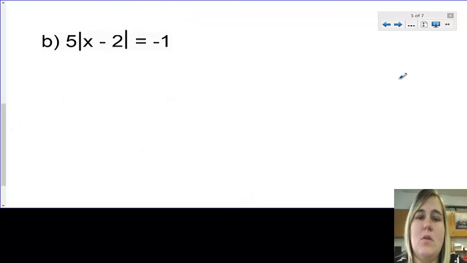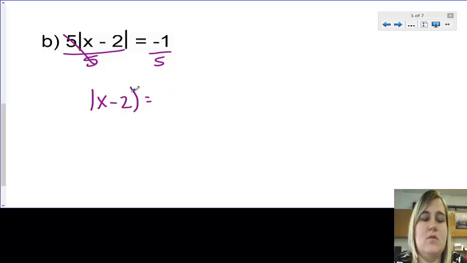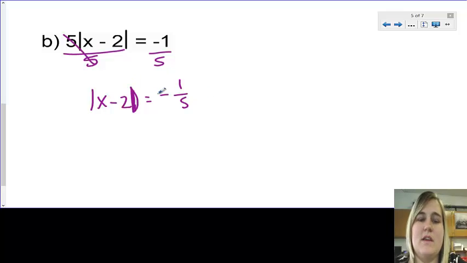Okay, on example B, we have a similar situation here. We want to get the absolute value bars by themselves, so I'm going to divide by 5 on both sides. So I get that the absolute value of x minus 2 is equal to -1/5. The absolute value is equal to a negative. Can I have a negative for an absolute value? No, because I'm not going to have a negative distance. So this one has no solution.